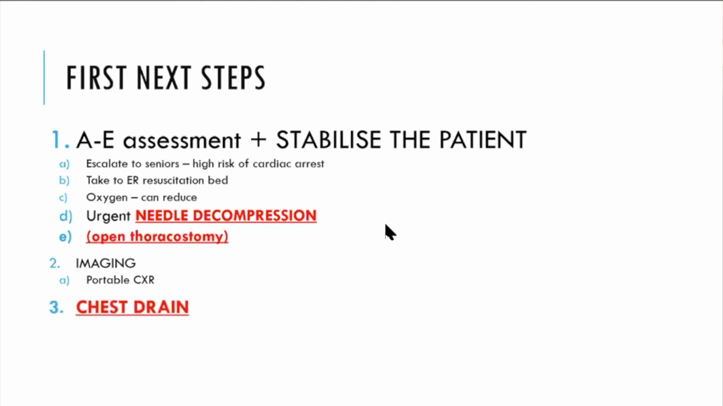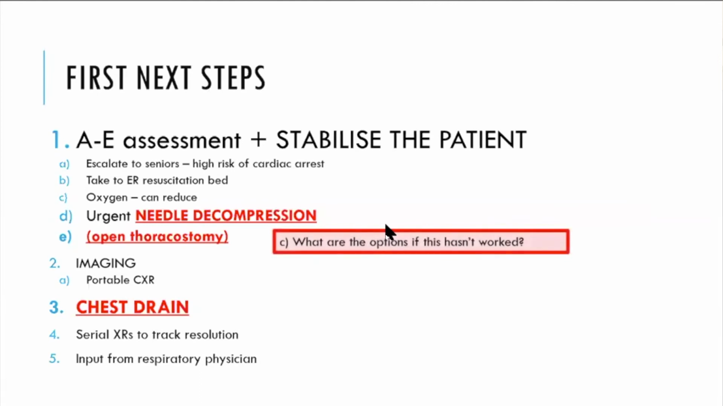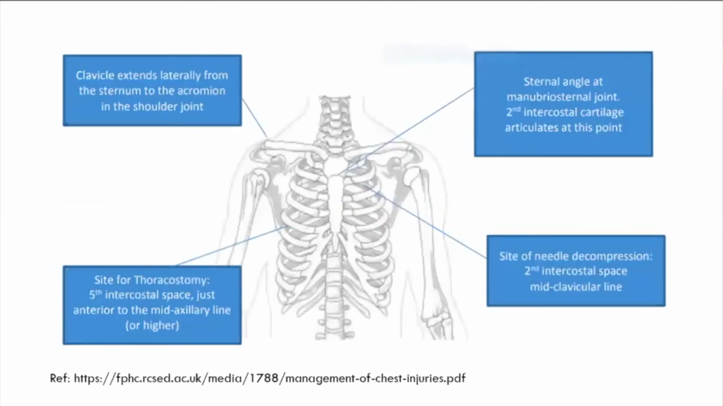And then definitively a chest drain. You also want to do serial X-rays once you've done interventions to see how the tension pneumothorax is resolving, and then input from a respiratory physician. So the last question was, what are the options if the needle decompression, which is the first line, hasn't worked? Well, you would go on to an open thoracostomy if you can, and if that also doesn't work, then you would have to go straight to a chest drain, really.